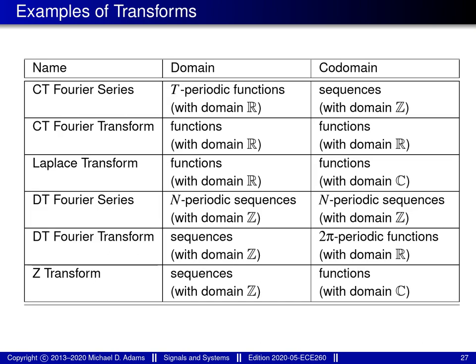This slide lists a number of transforms that are of fundamental importance in the study of signals and systems. In this course, we're going to focus on the first three in considerable detail. We'll be talking about continuous time Fourier series, the continuous time Fourier transform, and the Laplace transform. And you can see here these transforms have different domains and codomains. Sometimes they're functions, sometimes they're sequences, sometimes they're periodic functions, and in some cases the functions are defined on the real numbers, sometimes they're defined on the complex numbers, and sometimes we have sequences which are defined on the integers. Anyway, this is all I have to say about these transforms now, but we'll be looking at them in considerable detail later in the course.